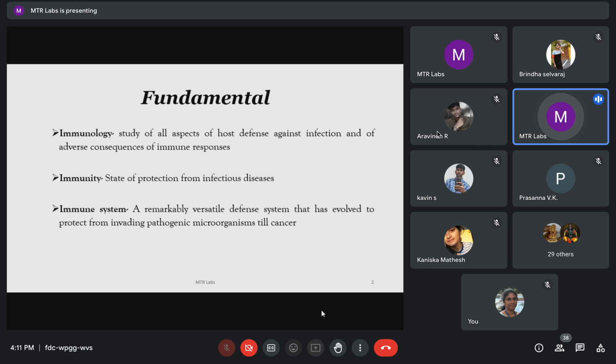So after this exposure of the pathogens to the host, the immune system, a versatile defense system, is developed in the body, which is collectively called the immune system. This includes everything from invasion of a pathogen till cancer, whatever the case might be; the development of the defense system is the complete immune system we get.